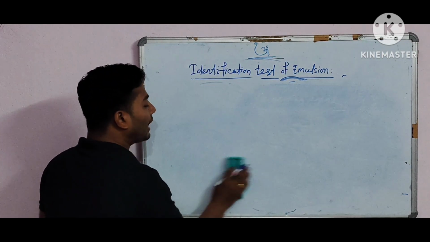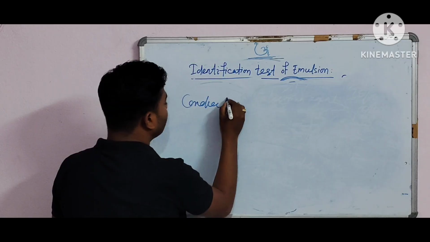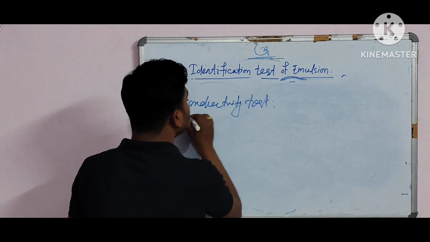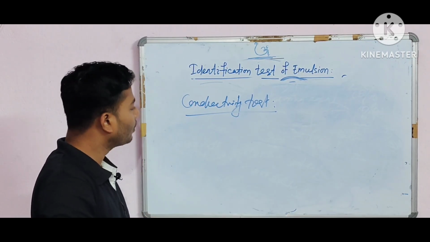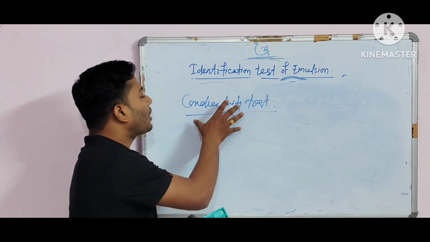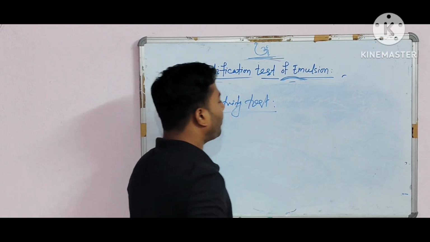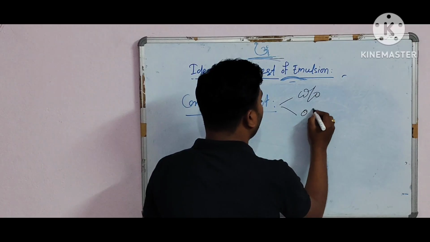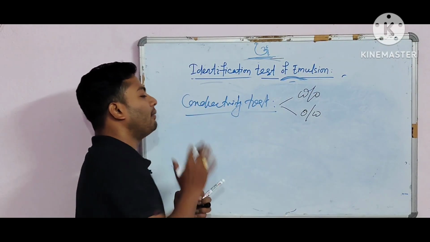By using the conductivity test, the next parameter is the conductivity test. By using the conductivity test, you have to identify whether it is W/O type of emulsion or O/W type of emulsion. So how to perform the conductivity test?